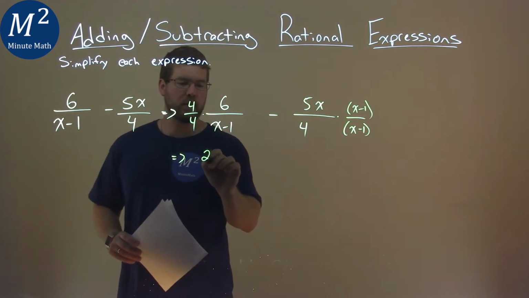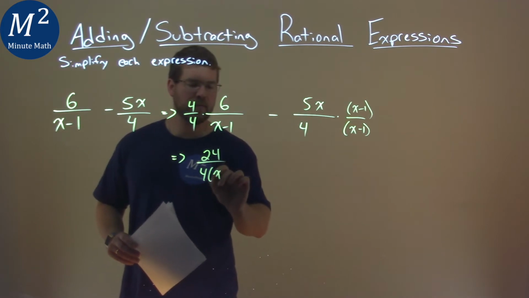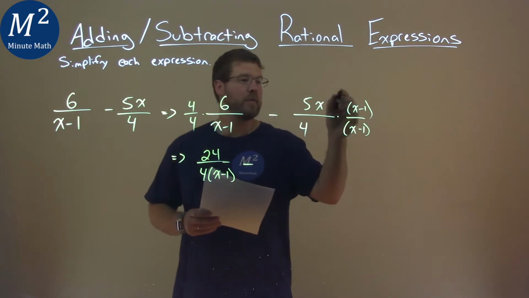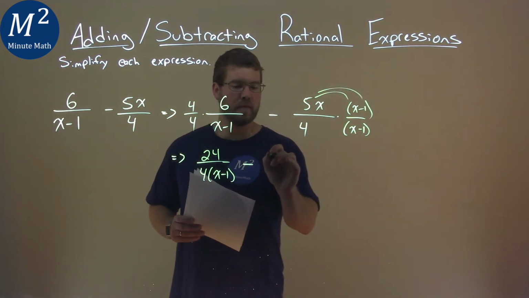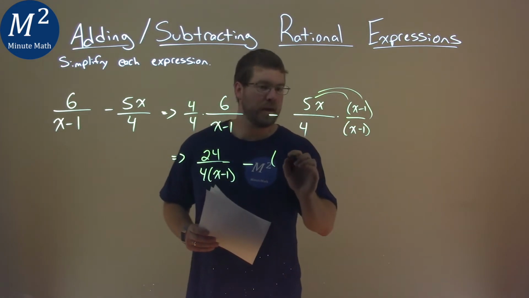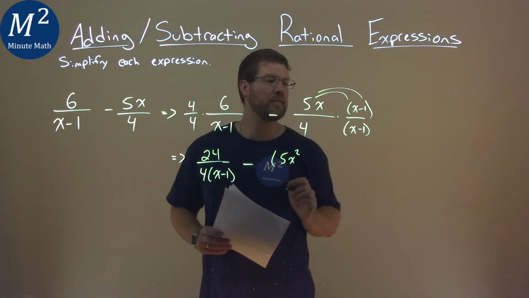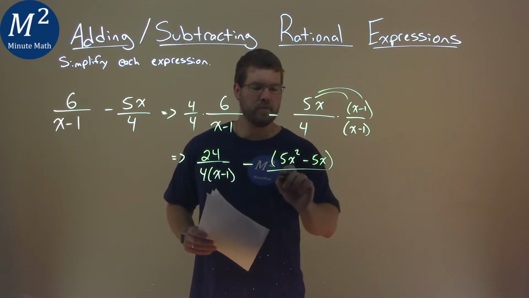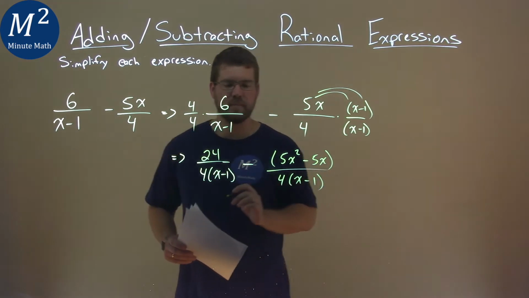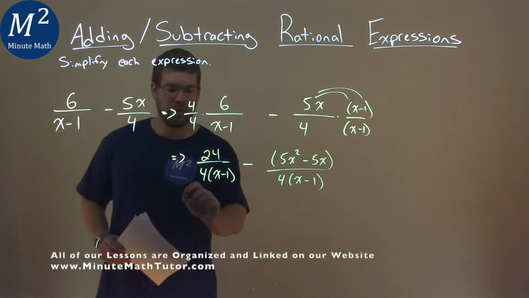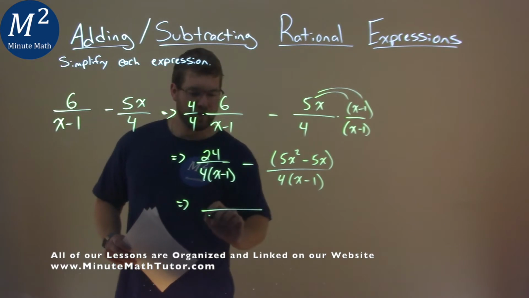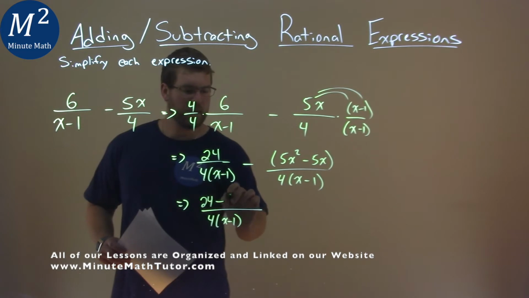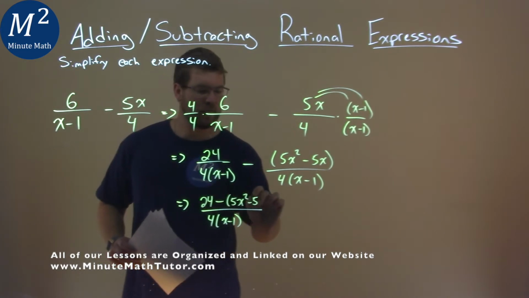4 times 6 is a 24, and we have a 4 times x minus 1 here. Then we're subtracting 5x times an x minus 1. We distribute this out. We have a minus here. And 5x times x is a 5x squared, and 5x times a minus 1 is a minus 5x. But that's over 4 times an x minus 1. We now have the same denominator, so we can combine these. Denominator being 4 times an x minus 1 here. And then our numerator is 24 minus the 5x squared minus 5x.